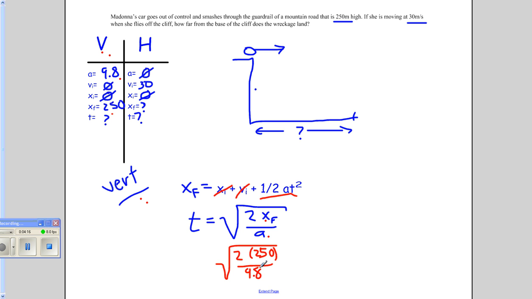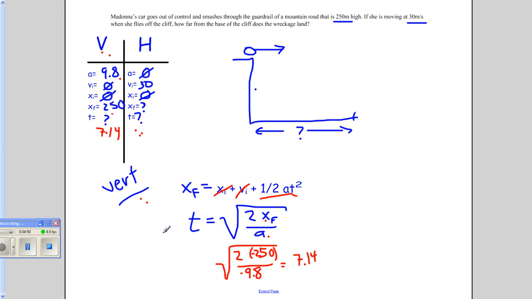Now, a lot of you are used to doing negative 9.8 always, always, always, and that's not a bad thing. But remember that if you have negative 9.8 here, then you make sure that the 250 is negative also, because we don't want to square root a negative number. You divide it out, and you get that the time will be equal to 7.14. Now that you have time, we know that the time here is 7.14. That means the time on the other side is the same, because it's the same object. So this is going to be 7.14 also.